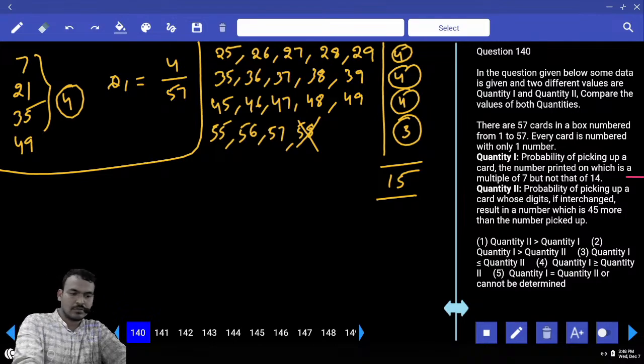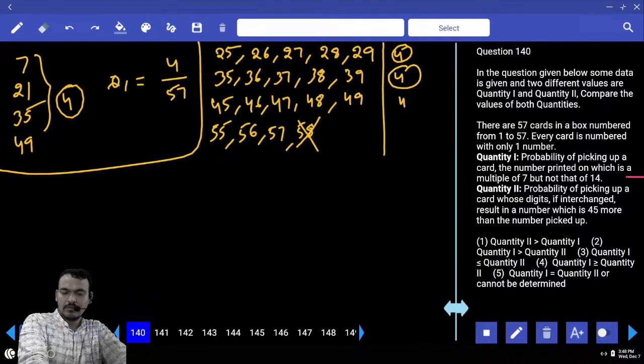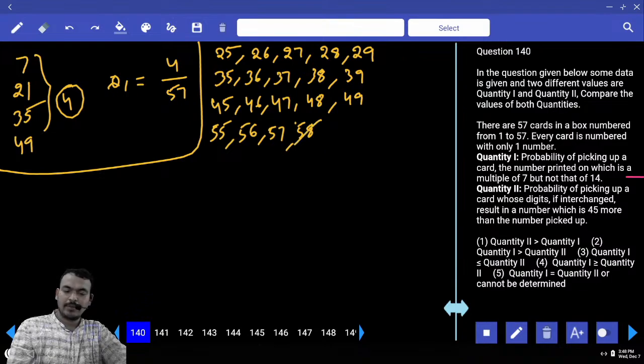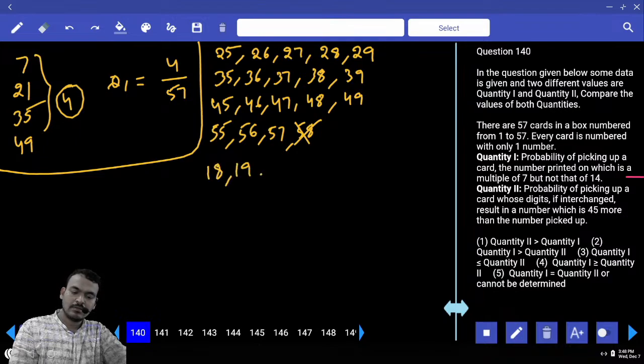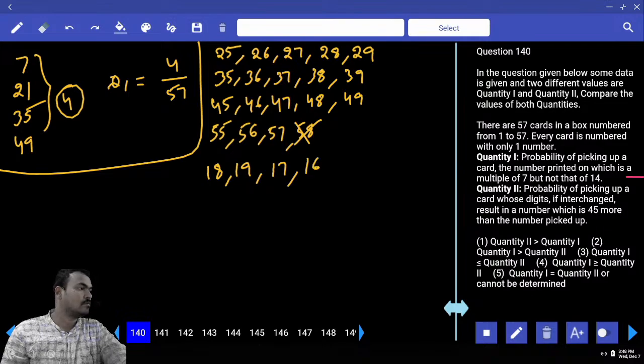18, 19 also. Sorry. 58 possible? No. 18, 19, 17 also possible or not? 16 also possible or not? 15 also possible or not? How many numbers?